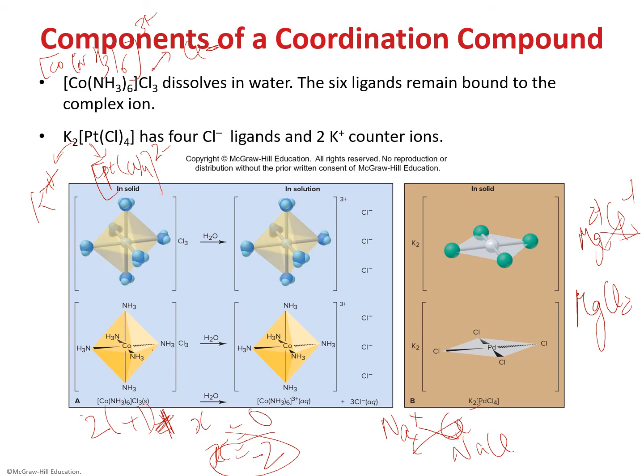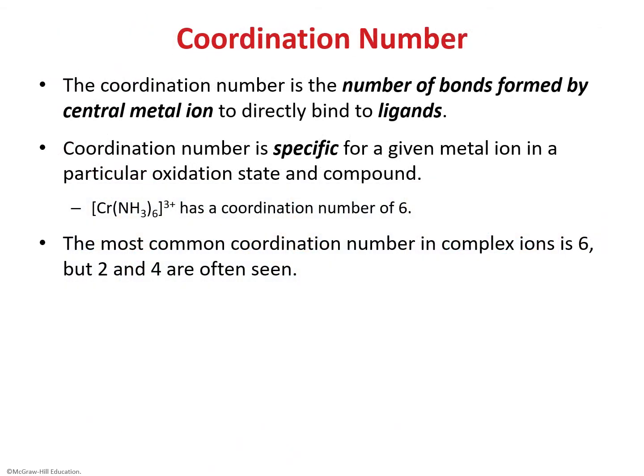So those are coordination compounds. Now there's another term called the coordination number. What is it? The coordination number is defined as the number of bonds formed by the central metal ion directly with the ligand. There can be different ligands involved, or just one ligand involved in a coordination bond. But the idea is, what is the total number of bonds between the center and the ligand, between the metal and the ligand? That is the coordination number. That's all.